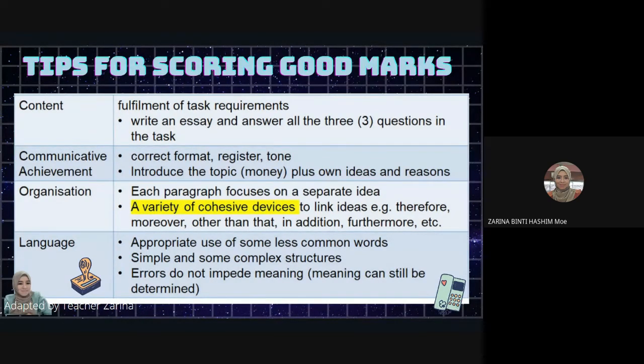For grammar, simple and some complex structures. Of course, you should be able to use some complex structures, meaning slightly longer sentences. And errors do not impede meaning. Normally complex structures is where you use words like who, where, which, how, when.